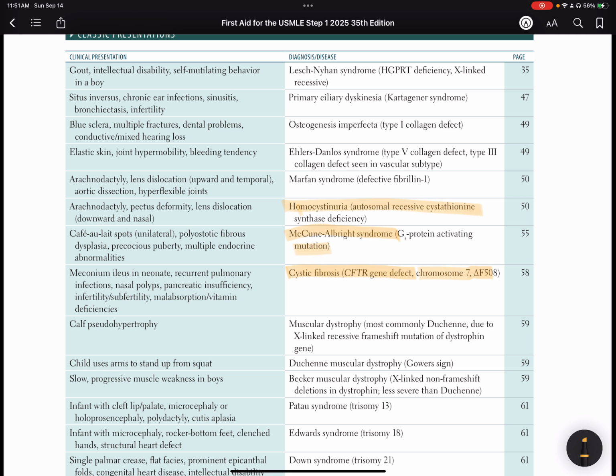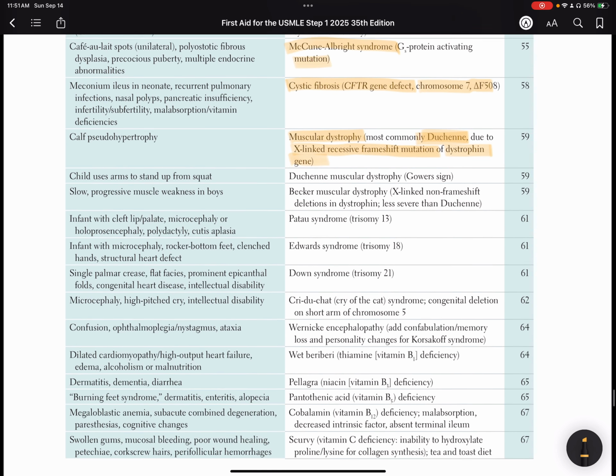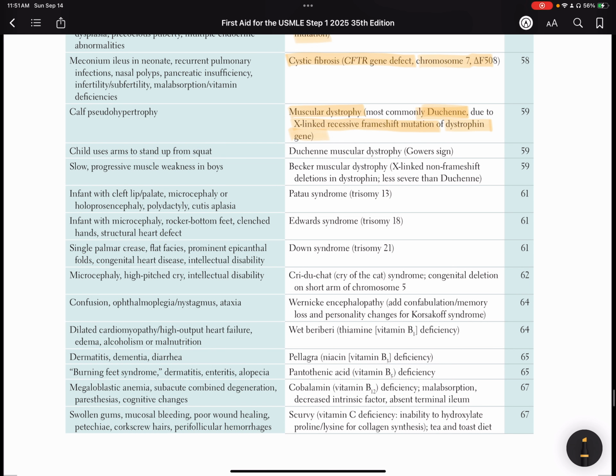Calf pseudohypertrophy. This diagnosis is because of muscular dystrophy, most commonly Duchenne, due to X-linked recessive frameshift mutation of the dystrophin gene. Next condition is child uses arms to stand up from squat. This is Duchenne muscular dystrophy. Gower sign.